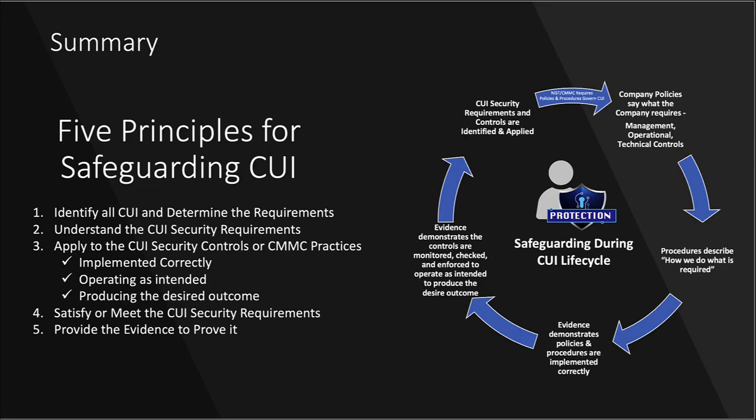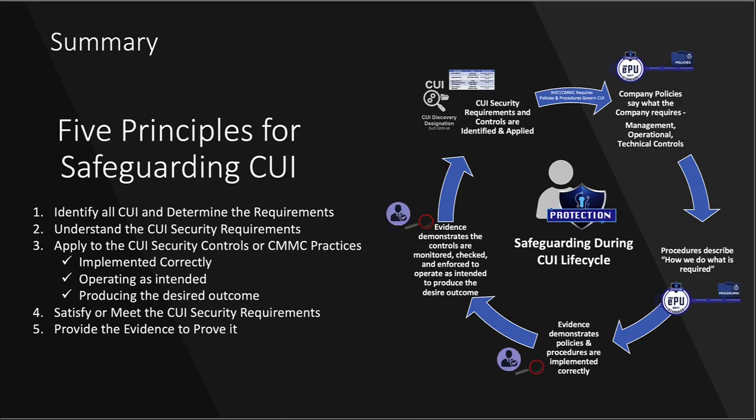In summary, let's talk about the 5 principles of safeguarding CUI and what we've learned today. Number 1 is that we identify all the CUI and determine the requirements, and that we have to understand those CUI security requirements in order to apply them in the context of our business environment within our policies and procedures. And our policies and procedures guide us on what we need to do in order to ensure that the security controls and the CMMC practices are implemented correctly, operating as intended, and producing the desired outcome. Last is that we have the evidence to prove it, and that evidence is produced through our policies, through our procedures, through the activities related to the implementation of those procedures and the operation of those procedures, right? The monitoring and the enforcement of those procedures all produce the relevant evidence to prove the fact that the CUI security requirements are satisfied as per our obligation with the DFARS 252.204-7012 clause.